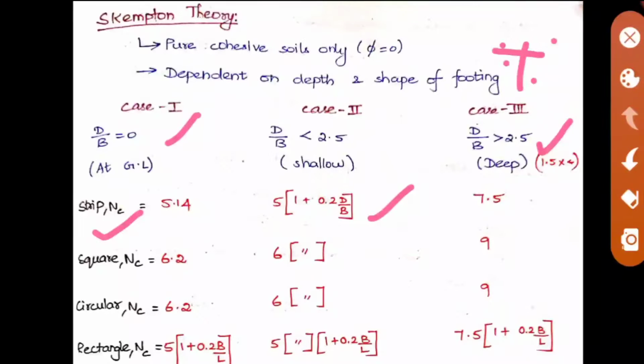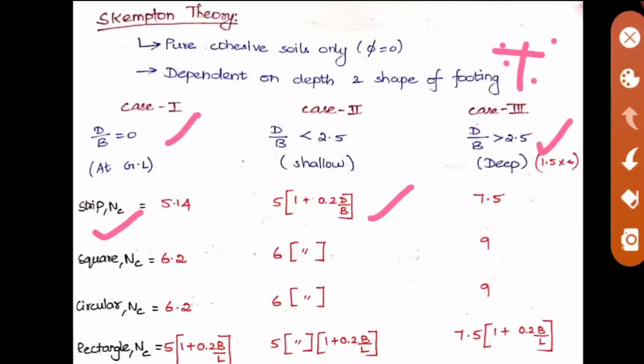Why have I told about NC alone? Because in the previous theory we saw some formulas, and at the last point what we got was QU equal to 5.7 C plus gamma D, that is NCC. The same is used here also, because here phi is equal to 0 is the assumption, so automatically one term becomes 0, and only two terms remain. So knowing about NC alone is enough here. By knowing this NC you can directly find the bearing capacity by using the formula C NC plus gamma D. So this alone is enough for this method.